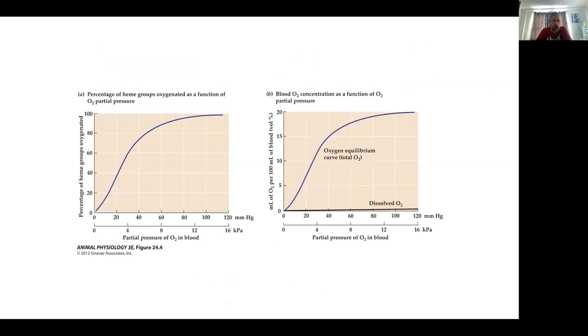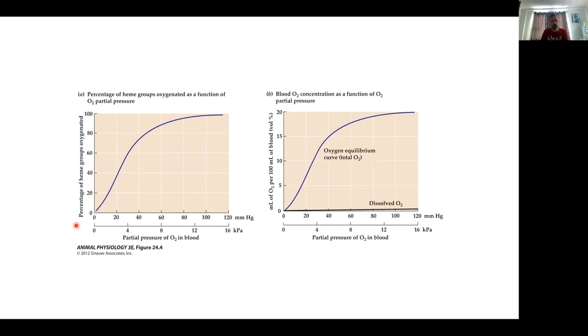When we look at the ability of whatever our respiratory pigment is to carry oxygen in blood, one thing we always need to measure it against, going back to Dalton's law, is the partial pressure. What is the amount of oxygen in the blood? And we can measure that against two different sorts of things. We can talk about percent saturation, which is what this curve over here is. So of our heme groups, or whatever group, how many of those have an oxygen bound to it?